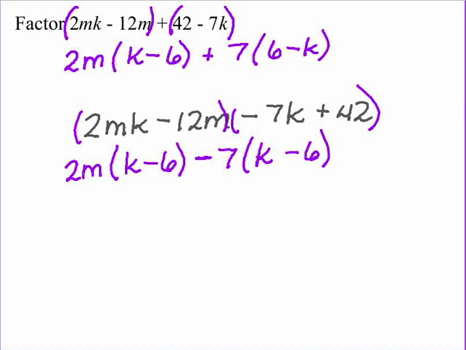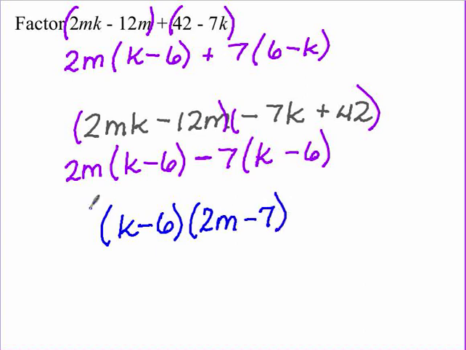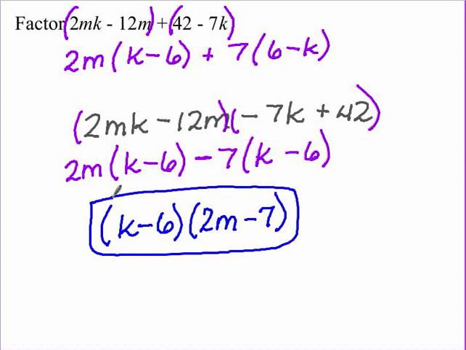So now they match. So really what that will factor to be is K minus 6 times 2m minus 7. So like I said, if you recognize it at the start, you can flip it and save yourself a little bit of time, but it doesn't take much time to go through and flip it. Let's look at another one.